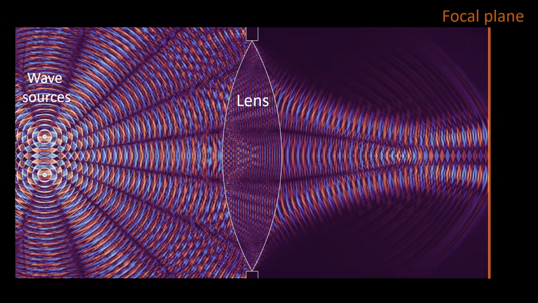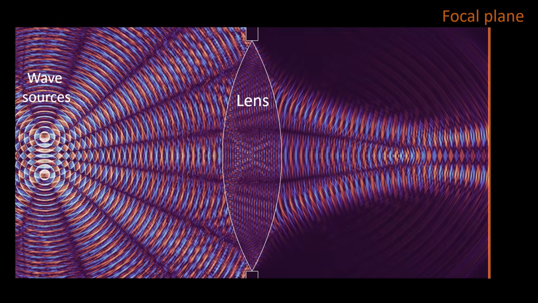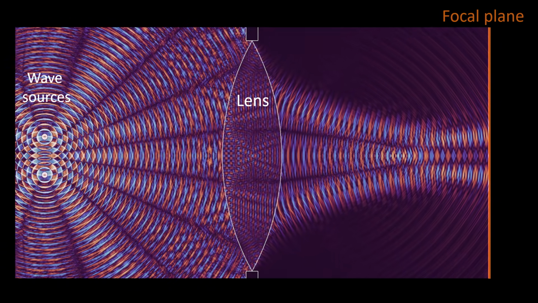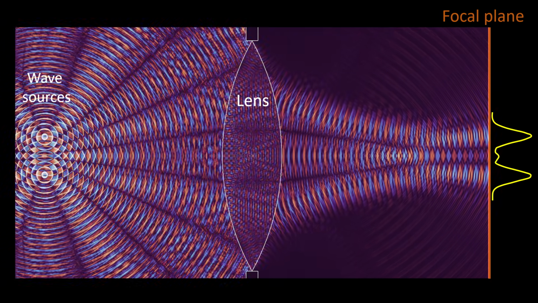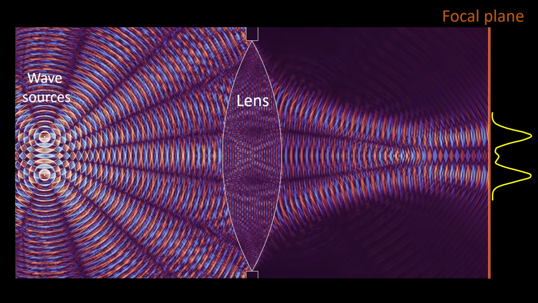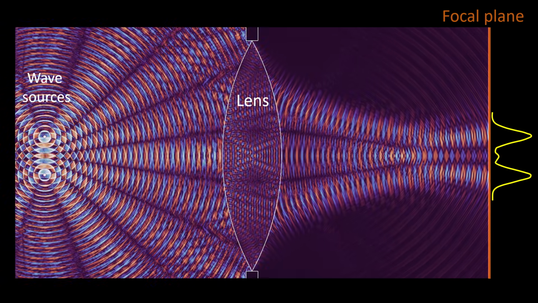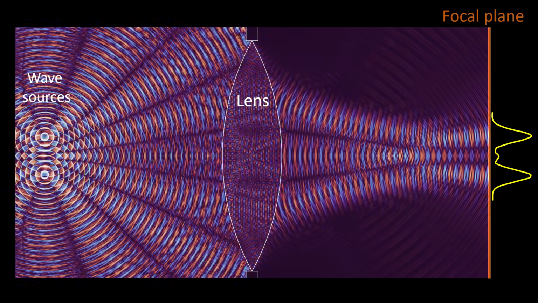What you observe is that even though the point sources are not perfectly reproduced in the focal plane as sharp points, we find two very distinct maxima for the wave intensity. So when this lens creates an image in the focal plane using waves, it can easily resolve the two individual wave sources.